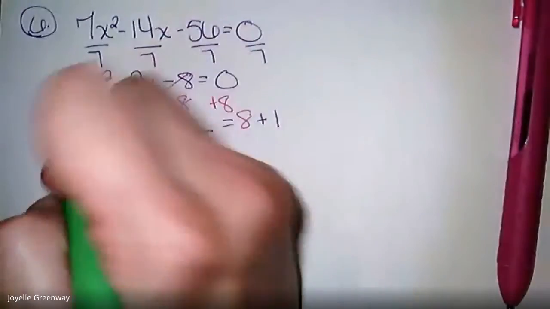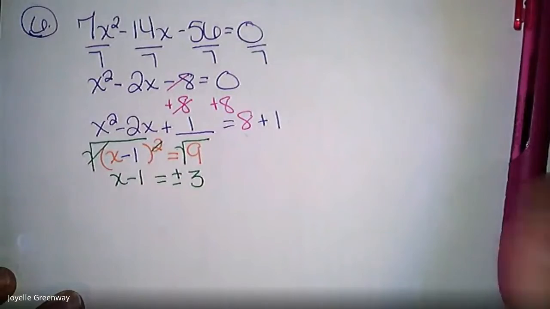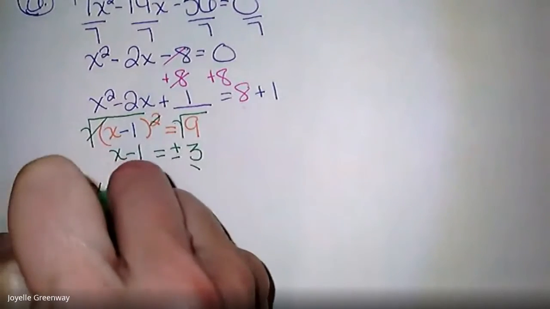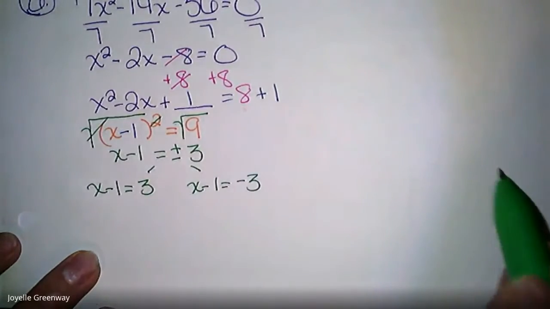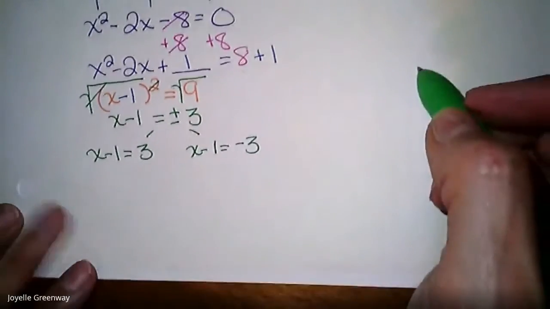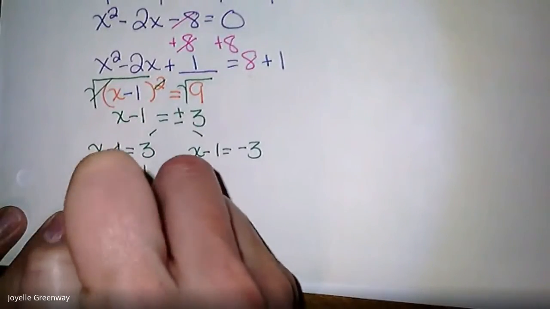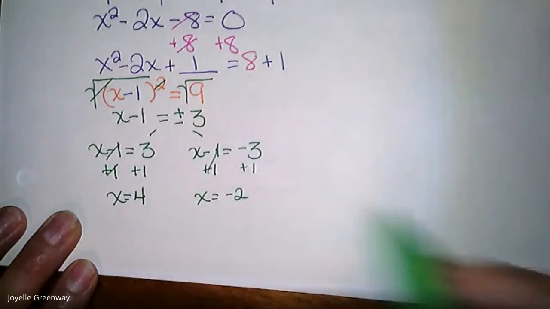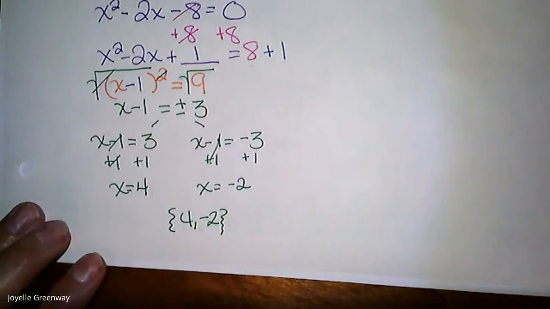And now I can solve it. So I have x minus 1 equals plus or minus 3. So I'm going to break that up. So I have x minus 1 equals positive 3 and x minus 1 equals negative 3. And then I'm going to add 1 to both sides. So I get x is equal to 4. Add 1, and x is equal to negative 2. So my solutions are 4 and negative 2.